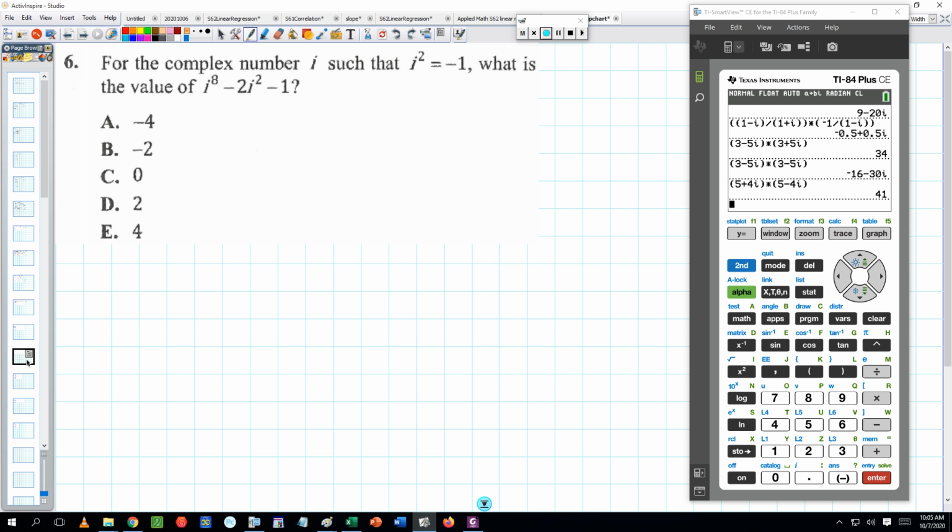Number 6, for the complex number i such that i squared is equal to negative 1, what is the value of this? We'll type that out. Second i raised to the 8th minus 2 second i squared minus 1 gives me 2. Your answer is D.